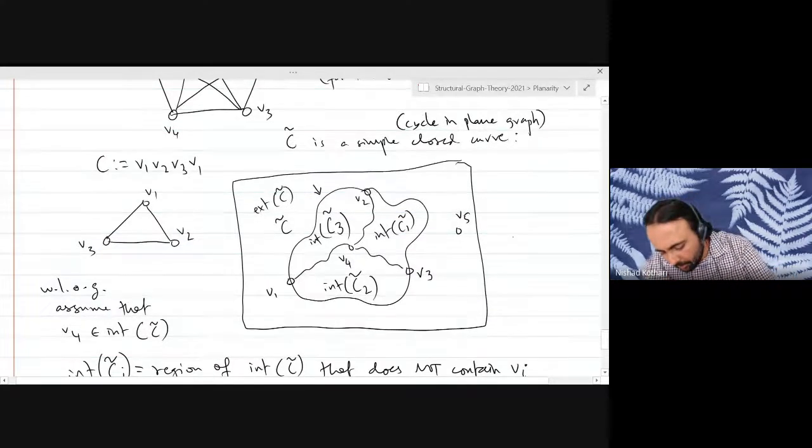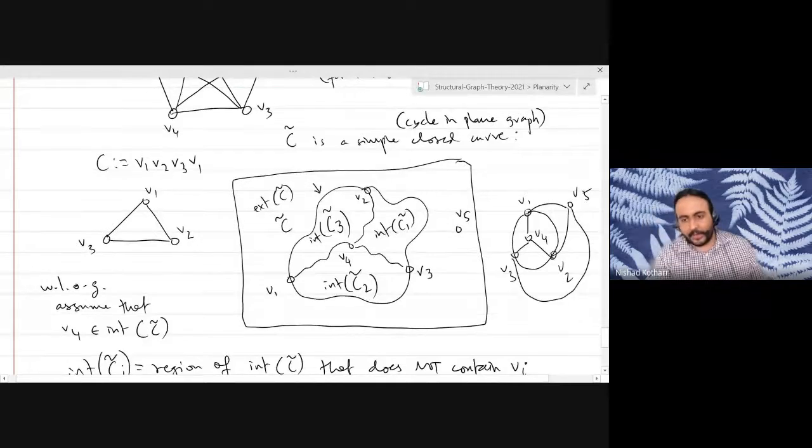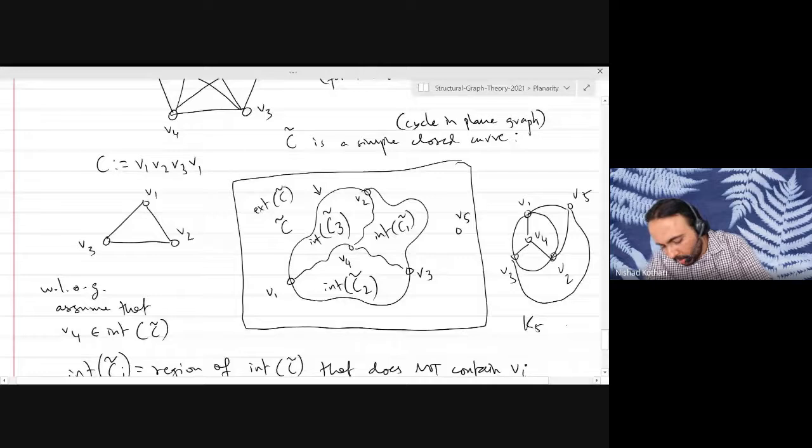So what you can do is draw three vertices V1, V2, V3. You can put V4 inside. You can put V5 outside. And now you just cannot join V4 and V5. So you get K5 minus one edge, but you don't get K5.